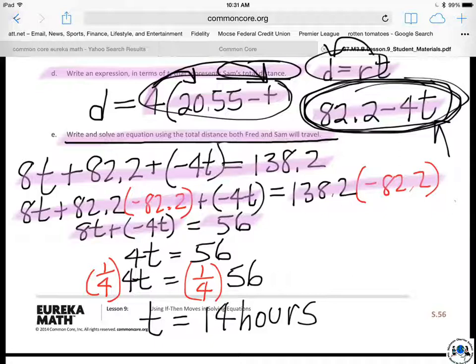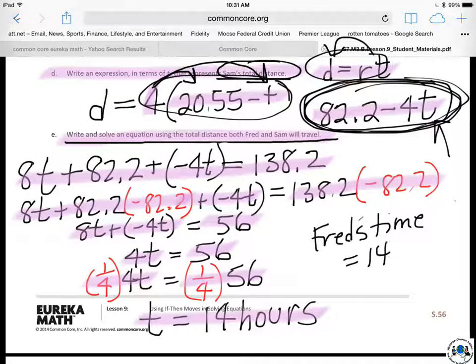Now if we combine 8t and negative 4t, we end up with 4t, and that equals 56. And then we multiply both sides by the reciprocal of 4, and we get t equals 14 hours. And what does that t stand for? That t stands for Fred. So Fred's time equals 14 hours. Now we can use that and solve for Sam's time, and we're going to need some information.